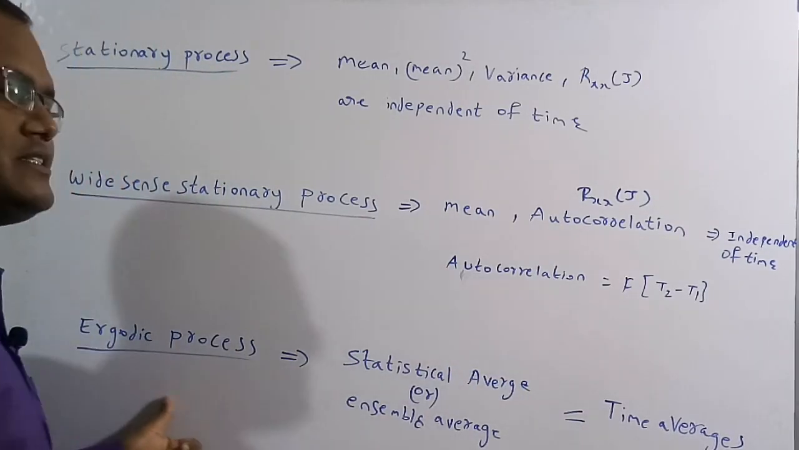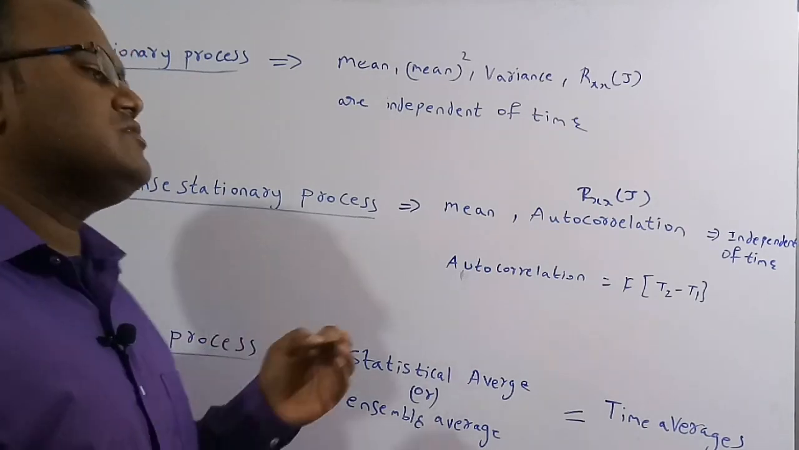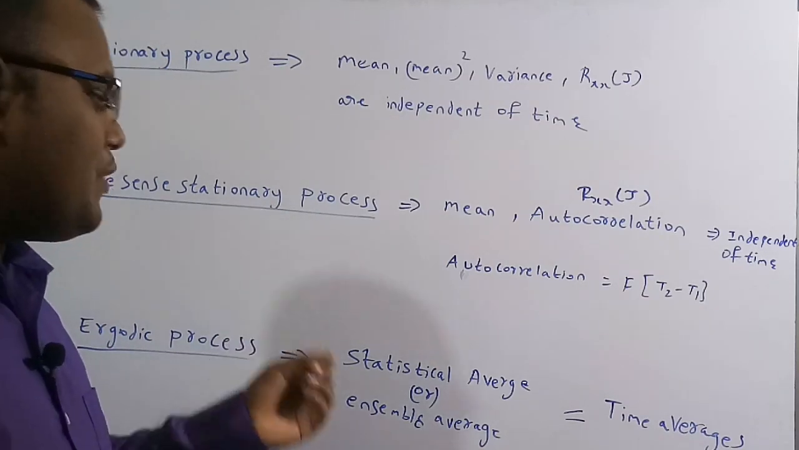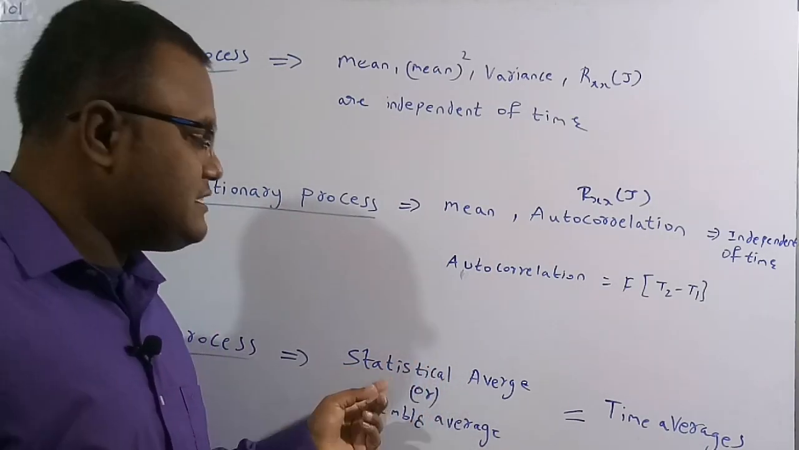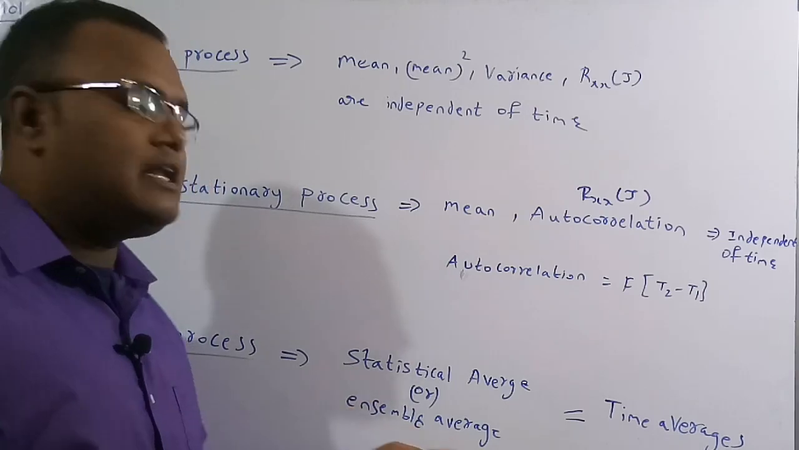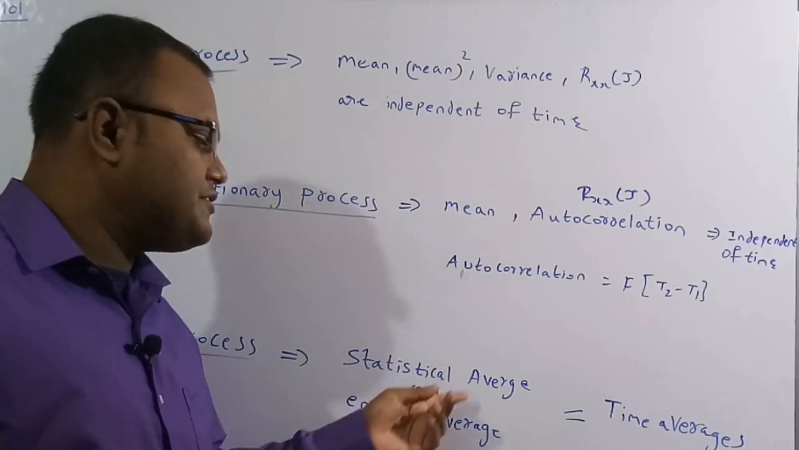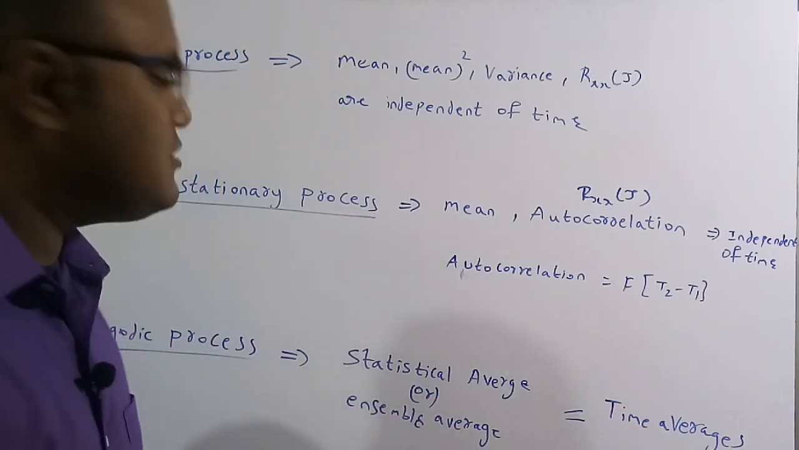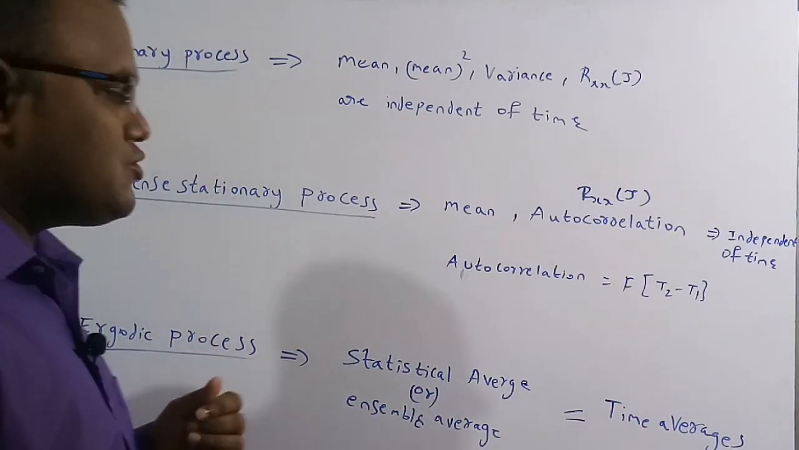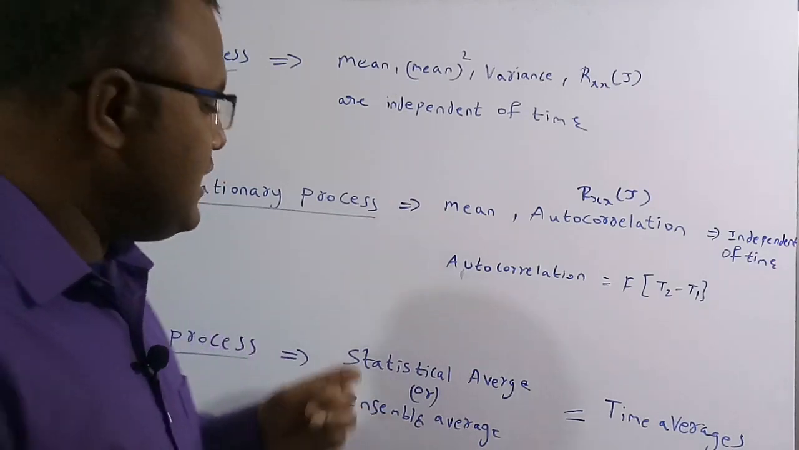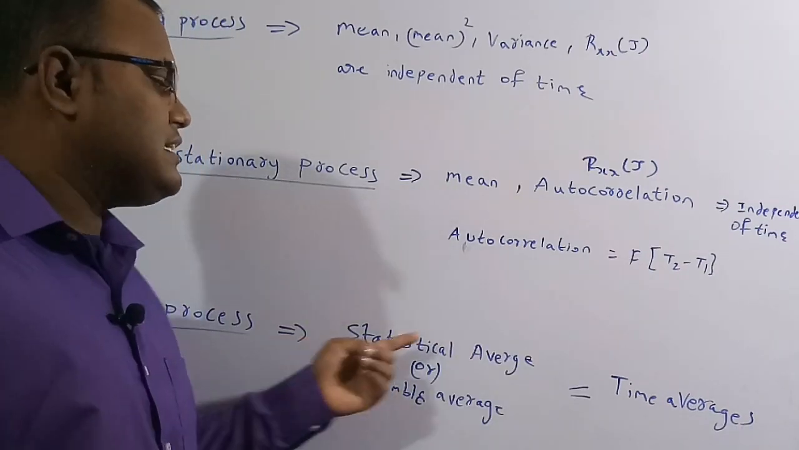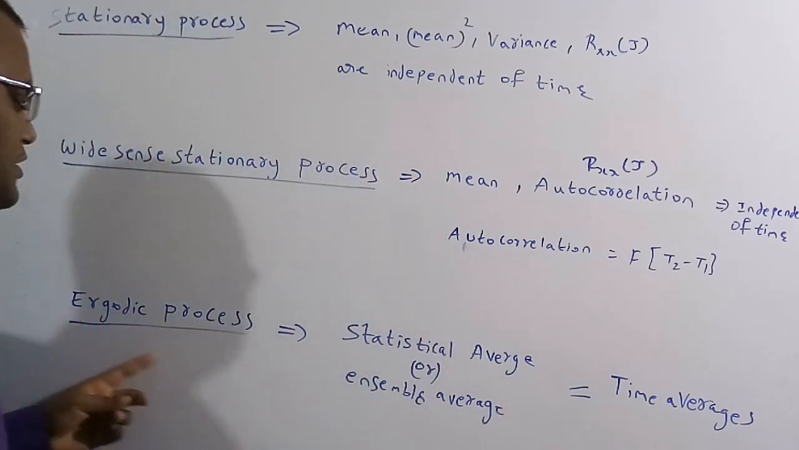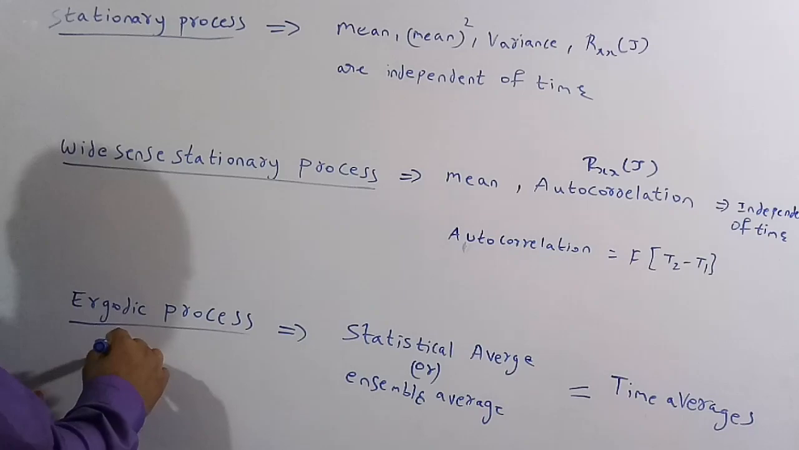And the third process is called the ergodic process. A random process is said to be an ergodic process whenever the statistical average, also called the ensemble average, is equal to the time average. So in our question, they asked for a random process in which the statistical average is equal to the time average. That process is called an ergodic process. So this is the correct solution of this question.